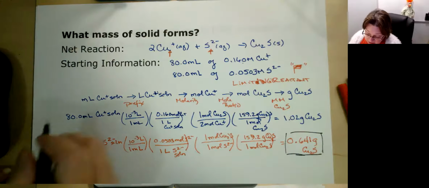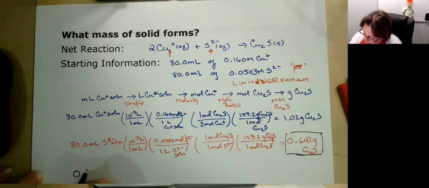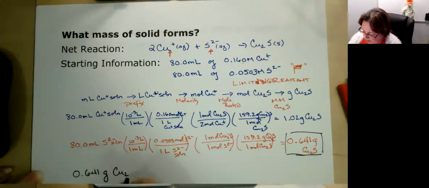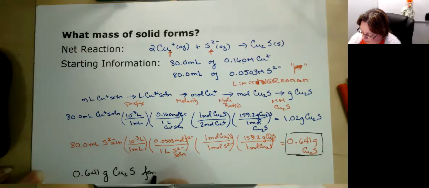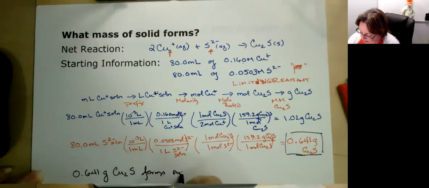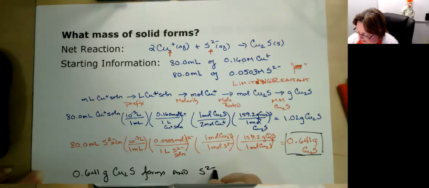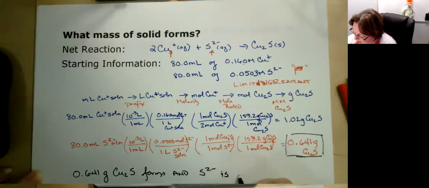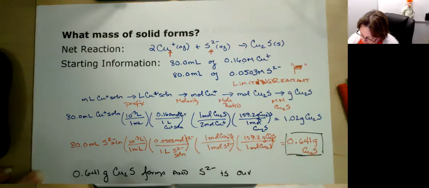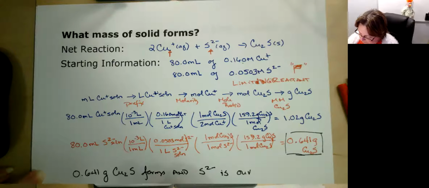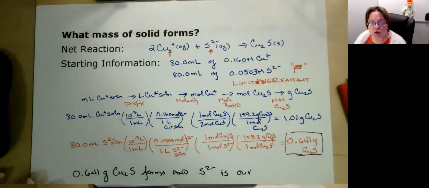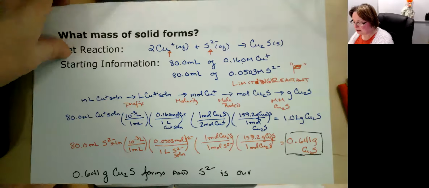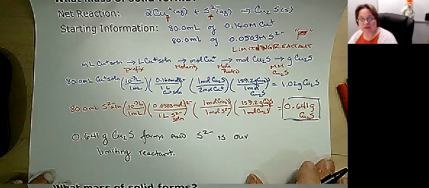So the answer to our question is 0.641 grams of copper 1 sulfide forms, and the sulfide ion is our limiting reactant. Okay, we might need that information in a little bit. Is our limiting reactant. Okay.